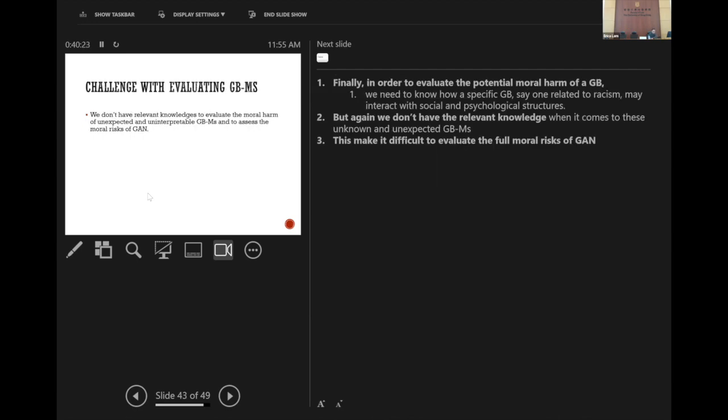And finally, in order to evaluate the potential moral harm of a generative bias, we also need to know how a specific bias, for example, related to racism, will interact with the social and psychological structure. But again, we don't have the relevant knowledge when it comes to this unexpected, unknown generative bias. So it makes it very difficult to evaluate the full moral risk of GAN.